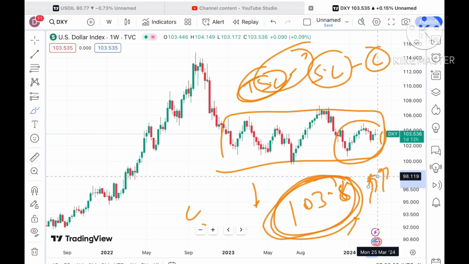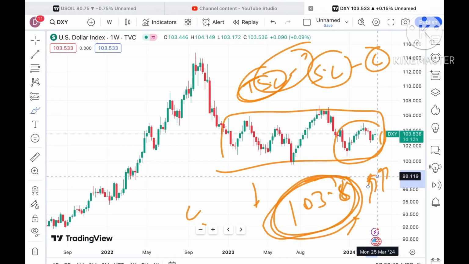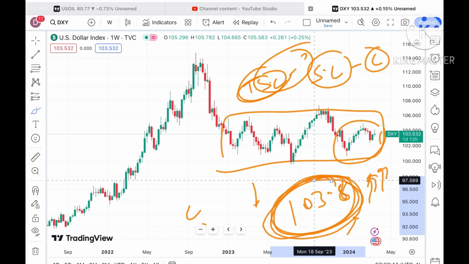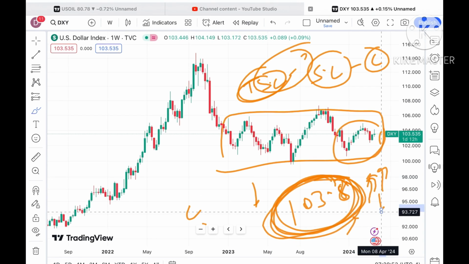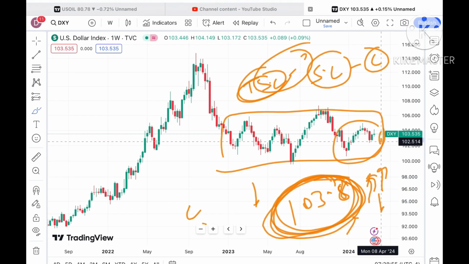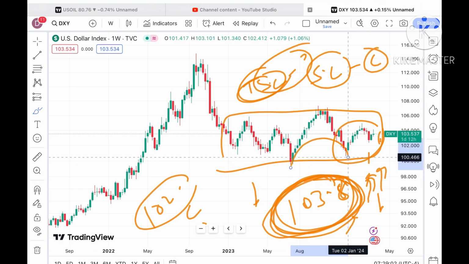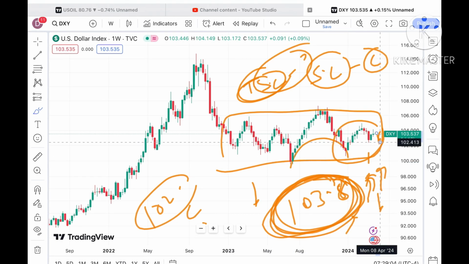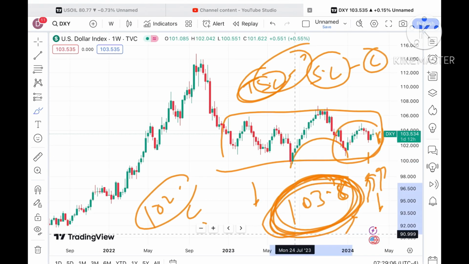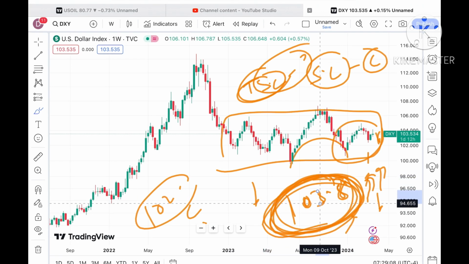So if the price goes above a level of 103.8, then we will see further upside in the dollar index, and if the dollar index price is going upside, we will see that the crude price can move further low. But if the price of the dollar index starts going below a level of 102.5, we will see that the dollar index price can move further down because this particular pattern will support. Then we can see the crude price can go further upside.